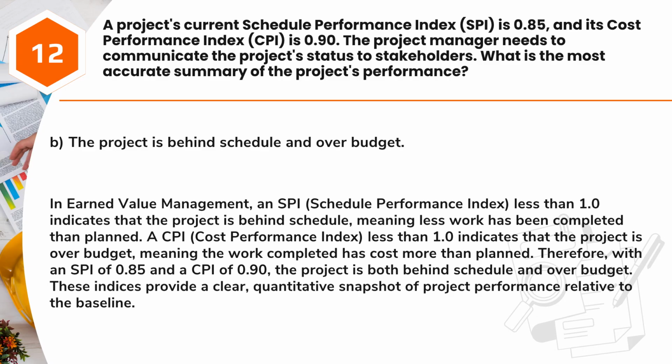A CPI, Cost Performance Index, less than 1.0 indicates that the project is over budget, meaning the work completed has cost more than planned. Therefore, with an SPI of 0.85 and a CPI of 0.90, the project is both behind schedule and over budget. These indices provide a clear, quantitative snapshot of project performance relative to the baseline.